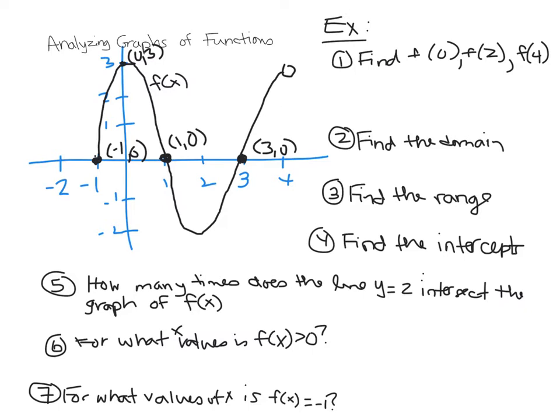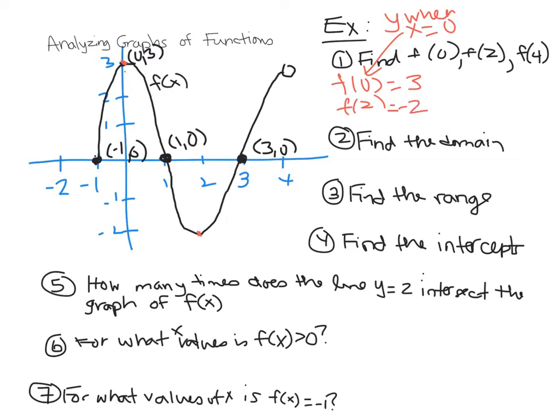So for number 1, I asked you to find f of 0, f of 2, and f of 4. So f of 0, we're basically looking to see what the y value is when x equals 0. So if you look at the graph, when x is 0, we're going to be at that point right here. That actually is going to be 3. You do the same thing for f of 2. I didn't give you a point down there, but that doesn't mean it doesn't exist. You just have to draw the point yourself. It looks to me like it's about -2.